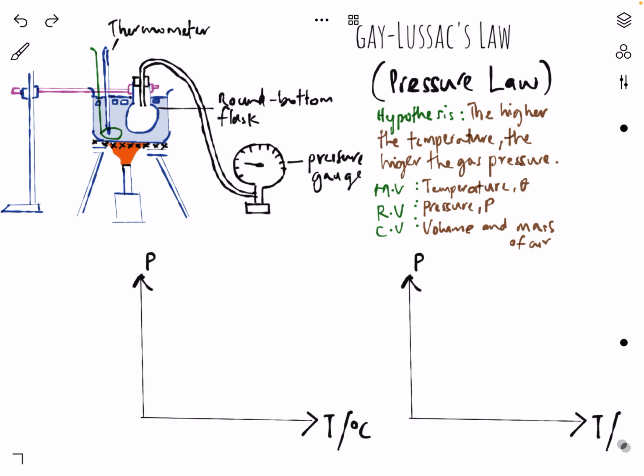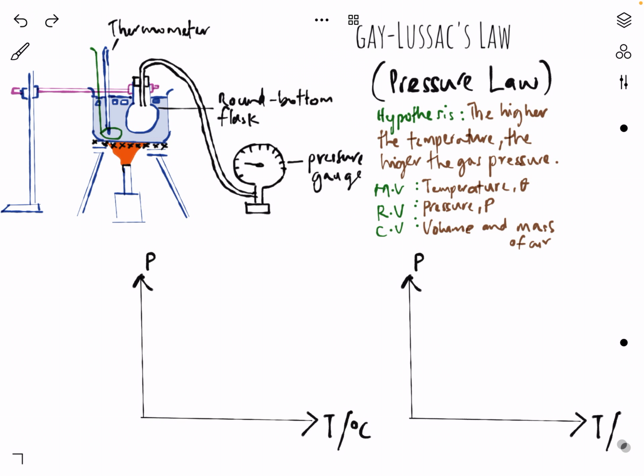First of all, let us look at the hypothesis of the experiment. The higher the temperature, the higher the gas pressure. Now, let us look at our manipulated variable. It is temperature, because we use the Bunsen burner to heat up the water. And then look at the pressure here. The pressure is the responding variable that is measured by the pressure gauge.